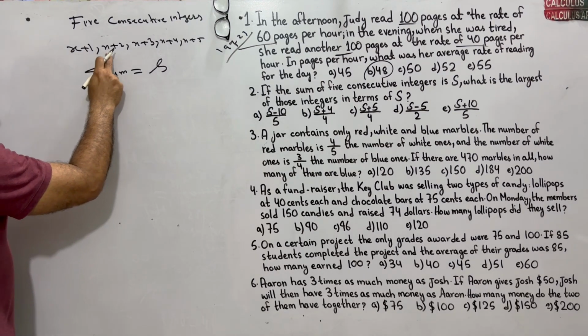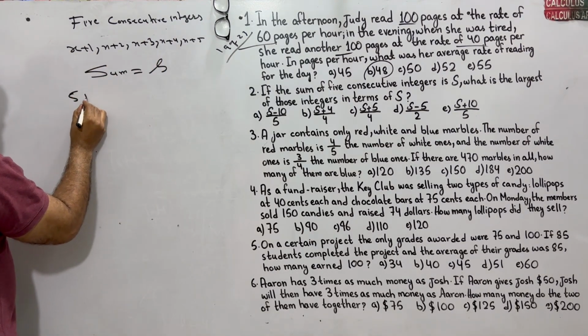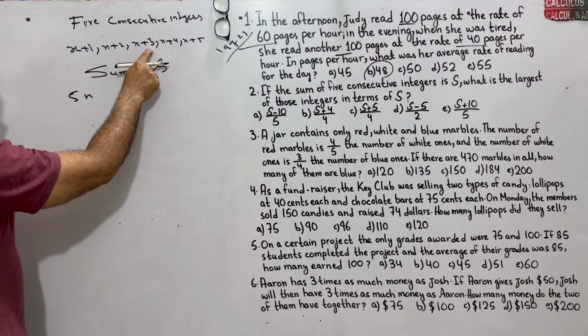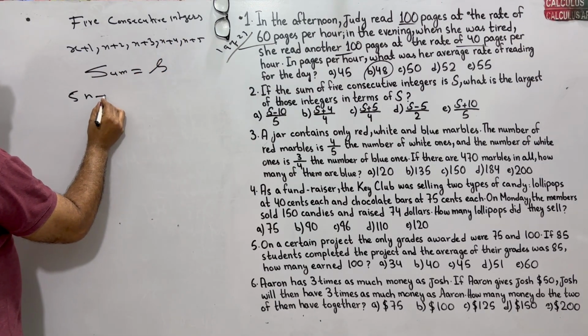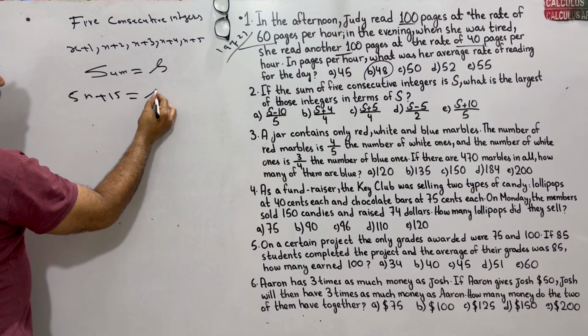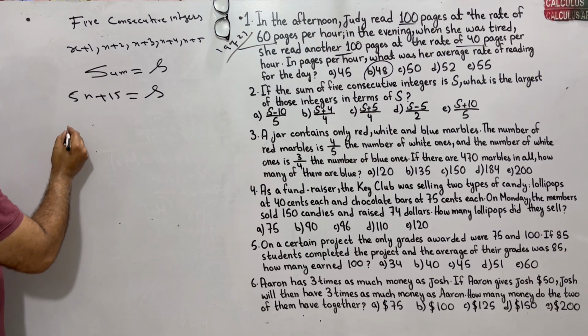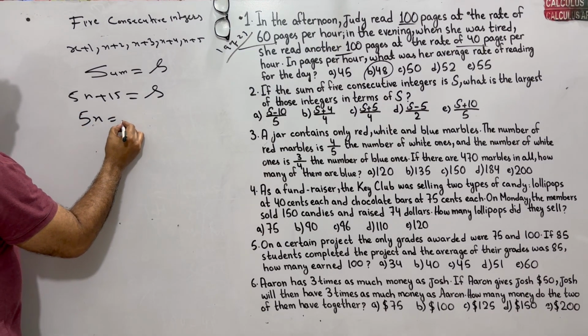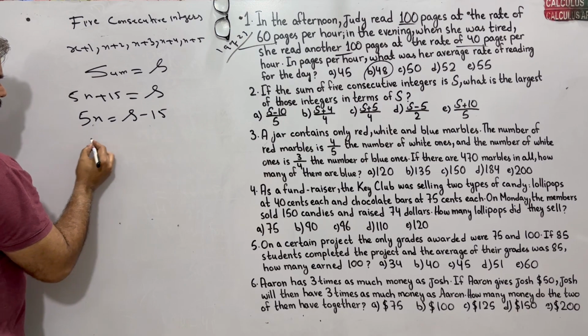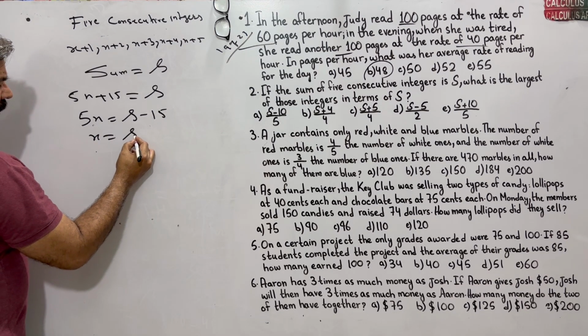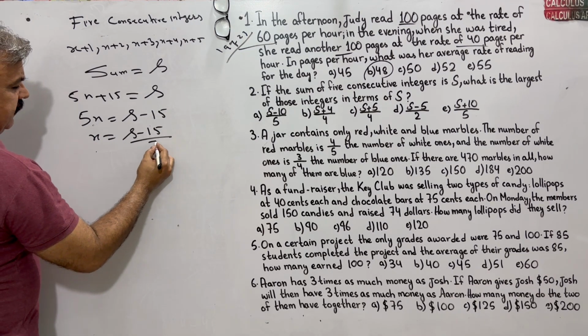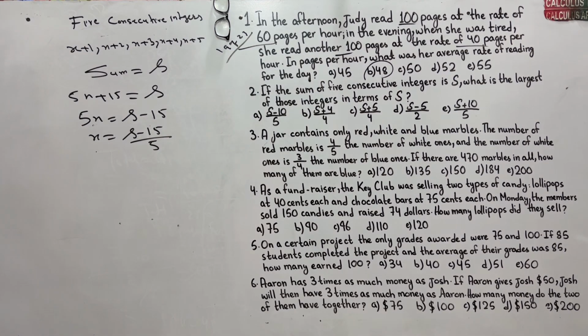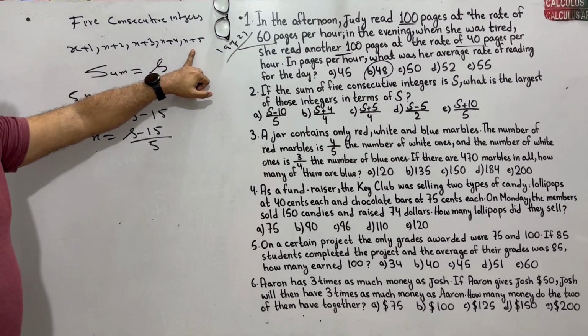Summing them, 5 times x, plus 1, 2, 3, 6, 10, 15. So 5x plus 15 is equal to s. Let me solve for x. 5x is equal to s minus 15, or x is equal to s minus 15 over 5. That's x. We are asked to write the largest integer.